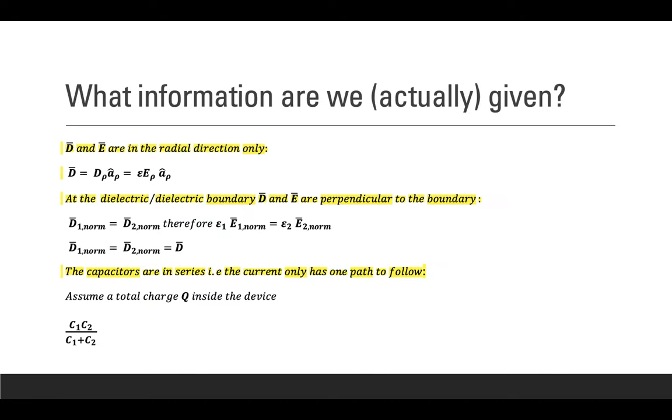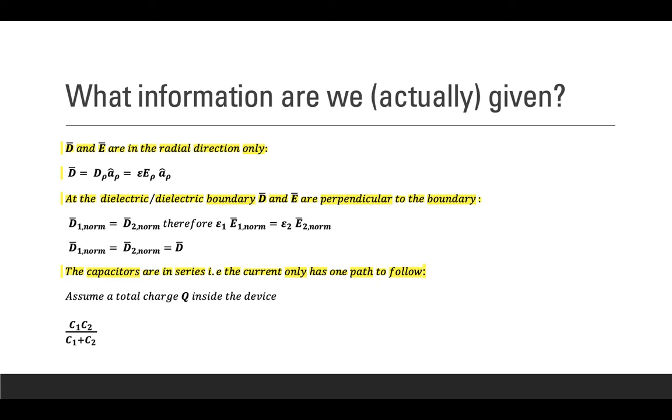From our diagram, we can collect some important information that will help us solve the problem. The charge configuration confirms that both the electric flux density and electric field are in the radial direction only. Therefore, at the dielectric boundary, D and E are perpendicular to the boundary, and we can say that D1 normal is equal to D2 normal, which is equal to the flux density of the cable.